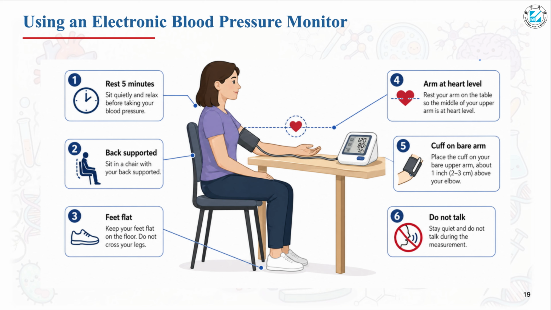The back should be supported. The feet should be flat on the floor. The arm should be placed at heart level. During measurement, the person should stay still and avoid talking. After the monitor finishes, record the systolic pressure, diastolic pressure, and the pulse rate. Even when we use an electronic monitor, incorrect posture or cuff placement can still cause inaccurate results.